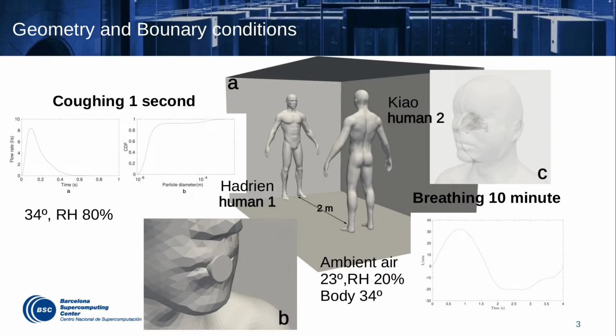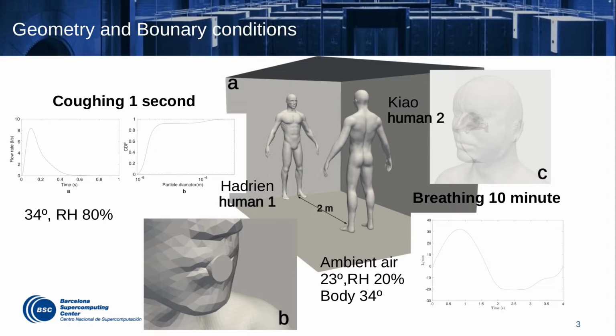So the geometry model consists of two humans standing face to face in a room, 2 meters apart. The first human, let's call him Hadrien, produces a cough from the mouth during 1 second, with the volume flow rate and the cumulative distribution function of droplet diameter both based on literature that you can see in the slides. The temperature is set to 34 degrees, while the relative humidity value is 80%.